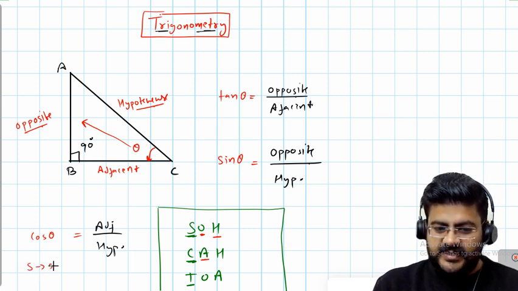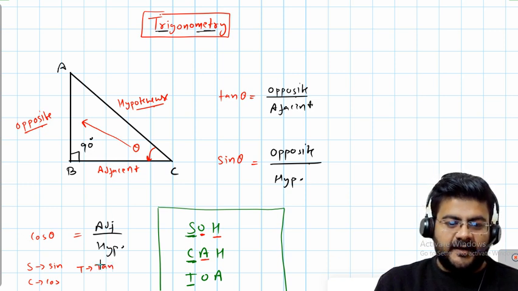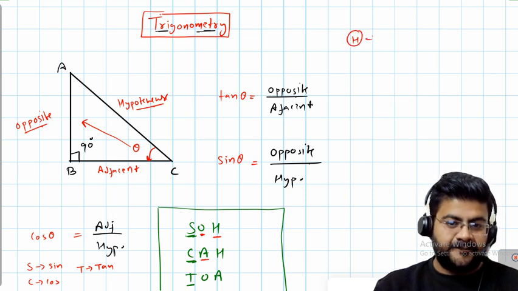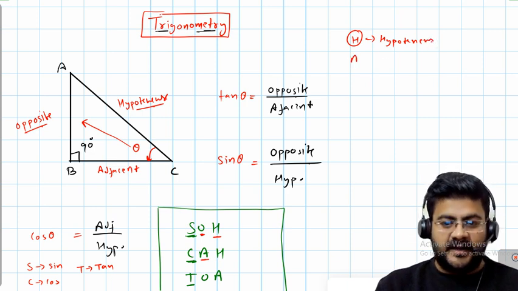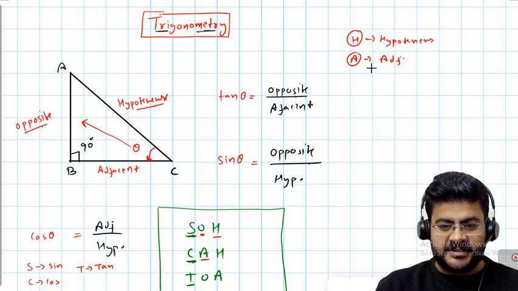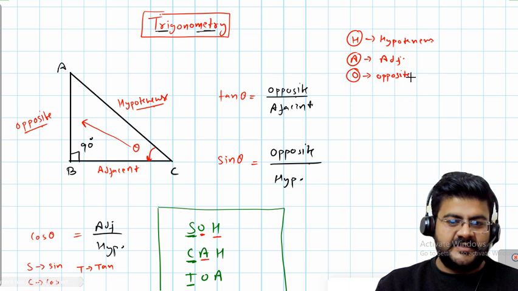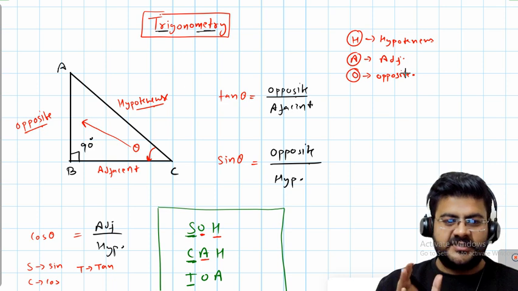S stands for sine, C stands for cos, and T stands for tan. The other things you can mention: H stands for hypotenuse, and A stands for adjacent. And the last one, which one is missing? O. So O stands for opposite. These are easy to memorize, and that's going to make the trigonometric ratio part so easy for you.